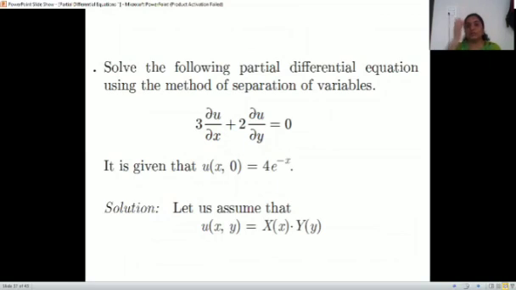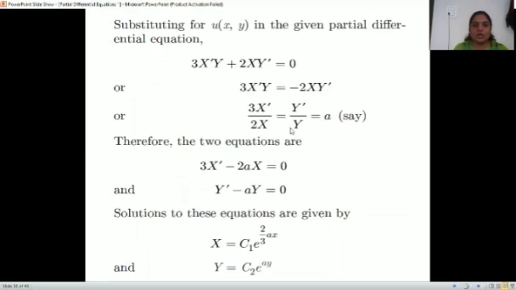There is the next equation. Solve the following partial differential equation using the method of separation of variables. One equation and condition is there. We know the dependent variable u is equal to X(x) into Y(y). Again substituting all the values and making it an equation, we get 3X' minus 2X is 0 and Y' minus aY is 0. Solving this equation, we get the derivative term 2a by 3, so X is c1 e raised to 2a by 3 x and Y is c2 e raised to ay.